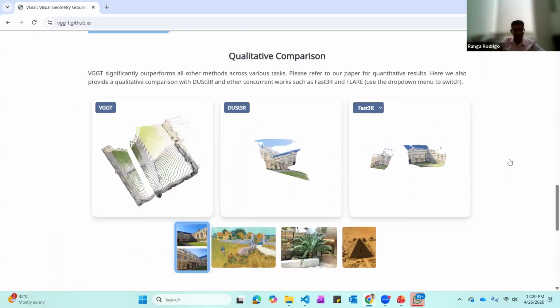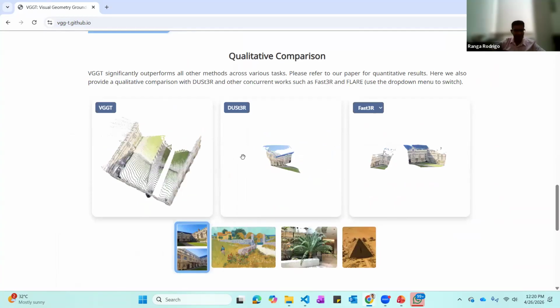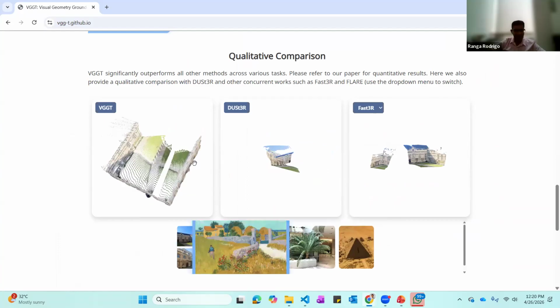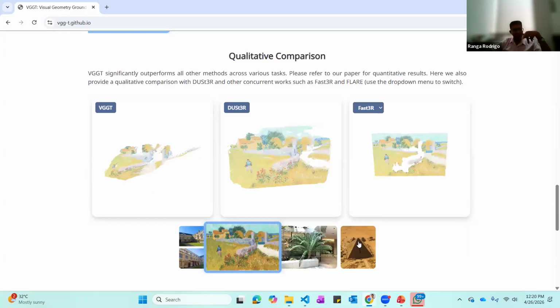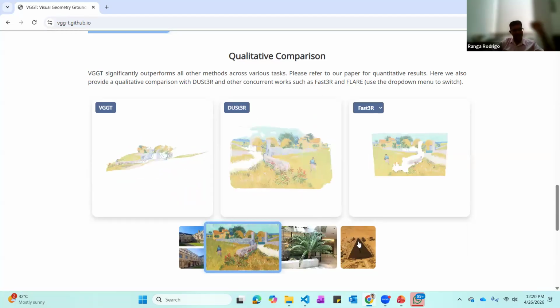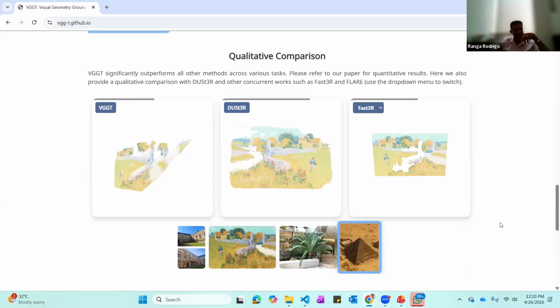That takes a little bit of time. Reconstruction. So Duster is also another paper. Dust3R and Fast3R were the previous papers in 2024 and so on, I think. And VGGT is 2025. The CVPR conference happens in June. So people must be working on other improvements also.